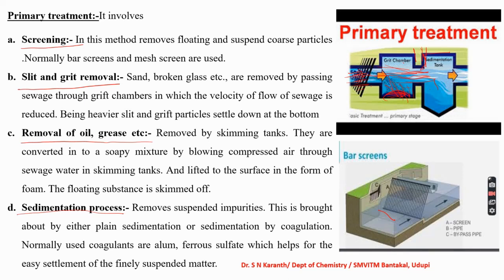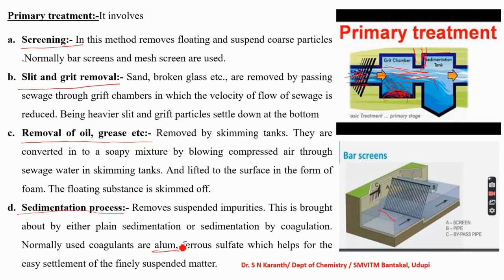water is passed to a sedimentation tank, which removes suspended impurities. This is brought about either by plain sedimentation or sedimentation by coagulation. The normally used coagulants are alum or ferrous sulfate. Plain sedimentation is nothing but feeding the water into a large tank and keeping it as it is for a few days. As a result, the colloidal particles settle at the bottom, and water free from colloidal suspended matter is removed. Whereas in the case of coagulation, we introduce a compound like alum.